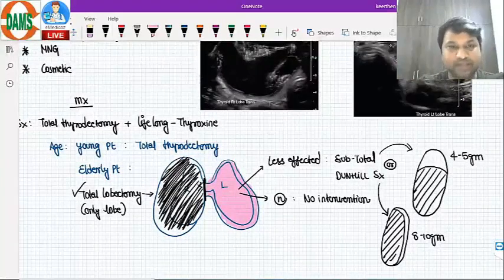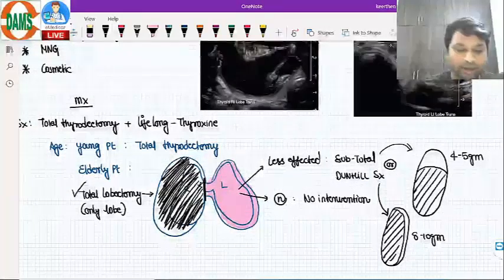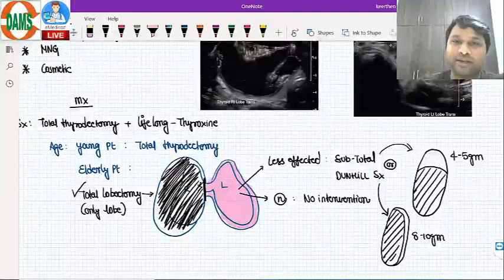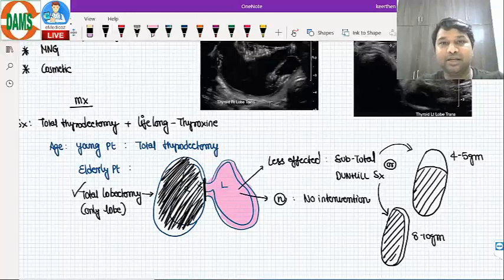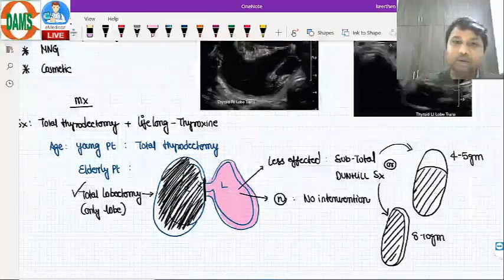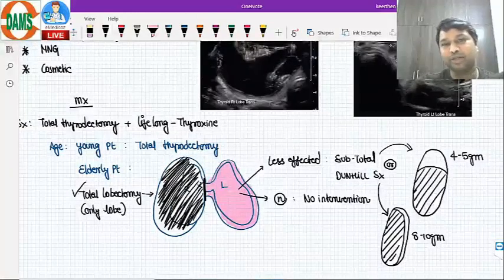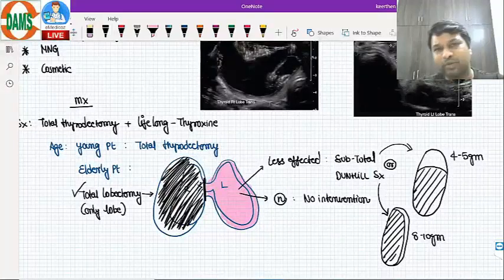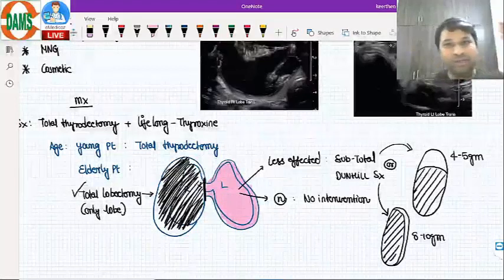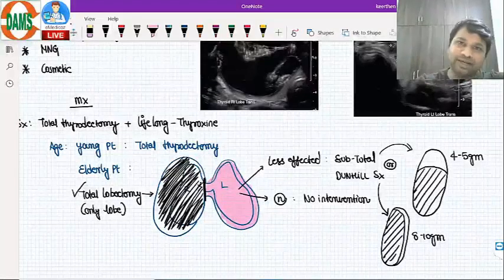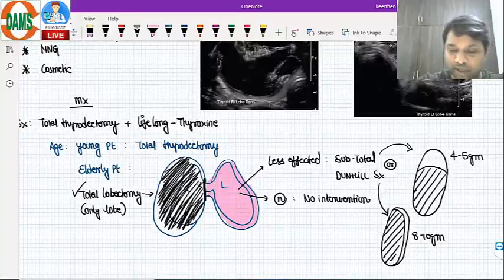If they say, what is the surgery of choice for simple multinodular goiter? The answer is total thyroidectomy with lifelong thyroxine. On the other hand, if they say a 78 years old female patient with multinodular goiter, what is your management? Then they will tell you if right lobe is involved more or left lobe is involved more. Whichever lobe is involved more, that has to go completely. So you'll go total lobectomy.